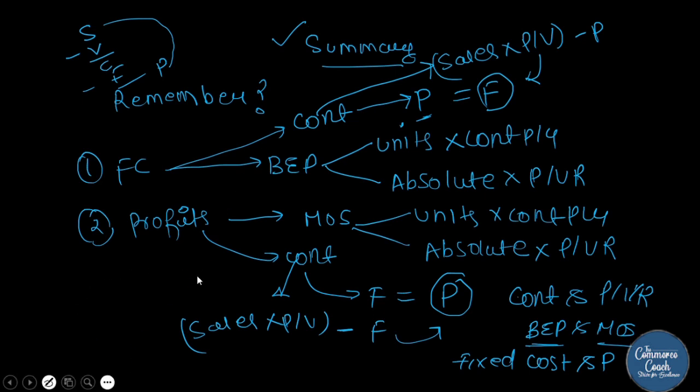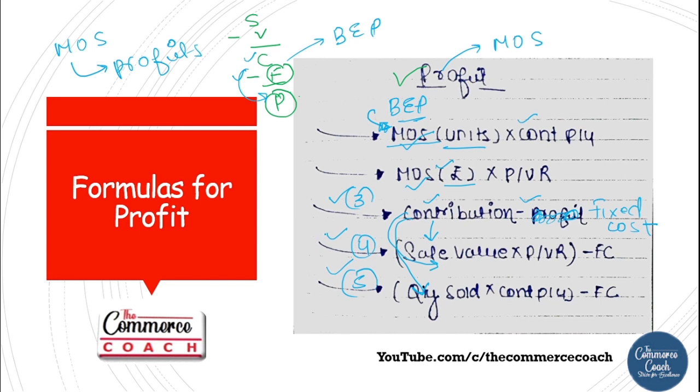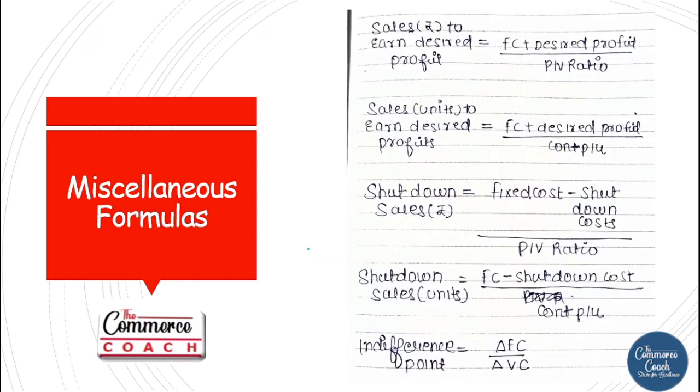Now we shall move on to some of the miscellaneous formulas that we have. See, these are miscellaneous formulas by name only. These formulas are super important from an examination point of view, because they are used while taking decisions. See, sales to earn a desired profit. If you want to know how much sales is required to earn a profit, this is the formula we have got.